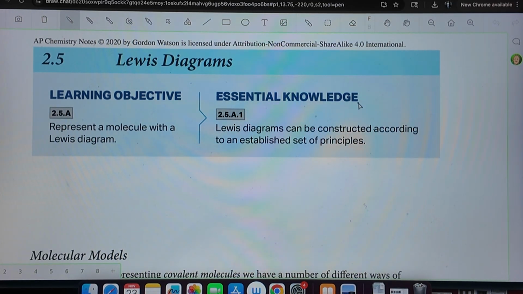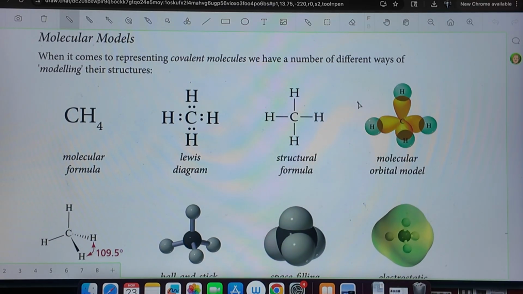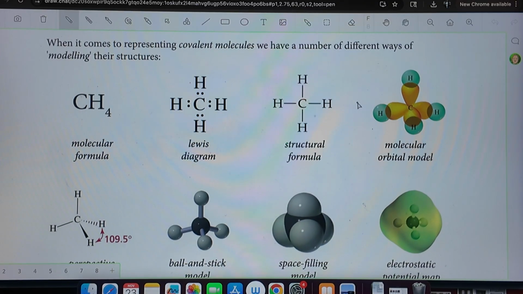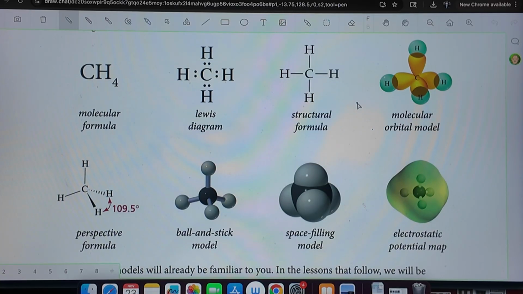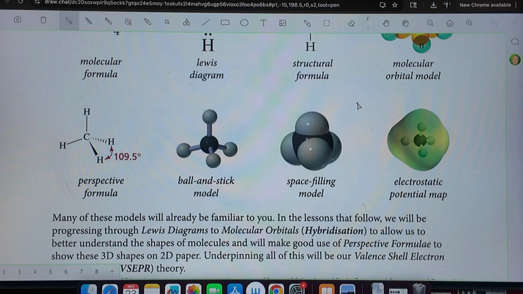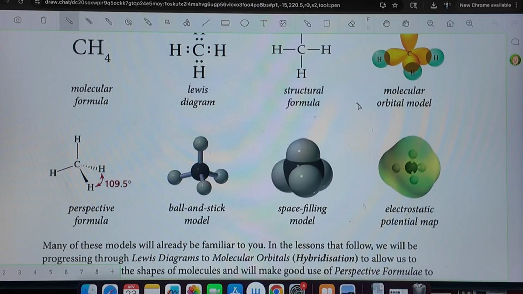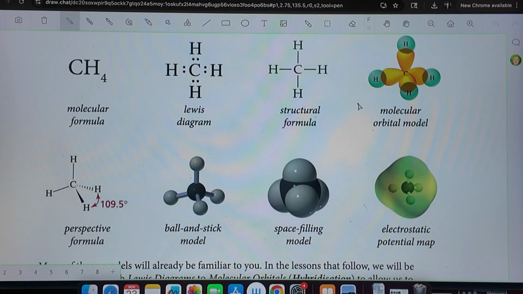All right, this is a video for 2.5 Lewis diagrams. Now, we did Lewis diagrams last year in detail, so this should be pretty easy. And this image just shows us different ways of modeling atoms. And so, Lewis diagrams. And so, yeah, this will help us go to the next chapter, right? Understanding all these different types of diagrams.